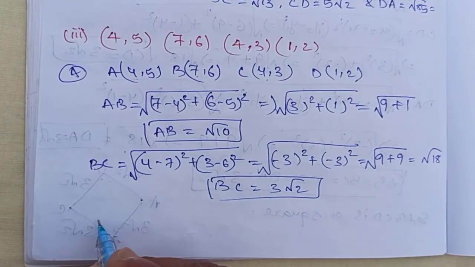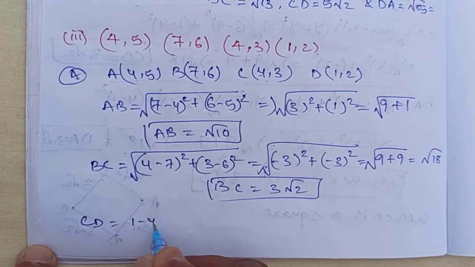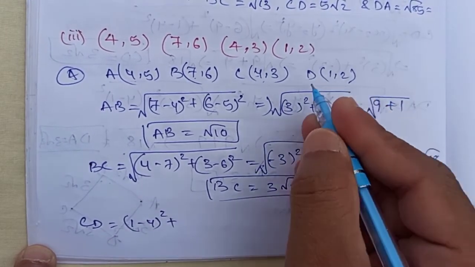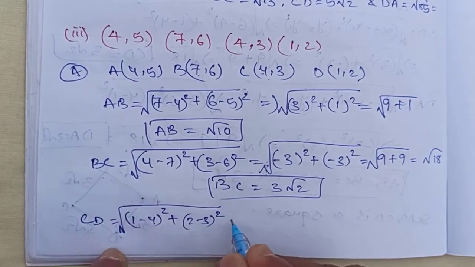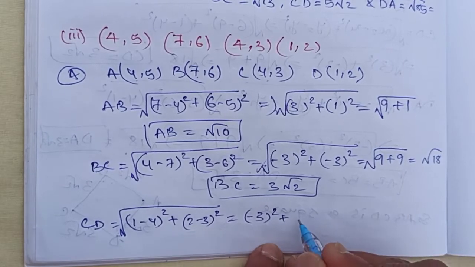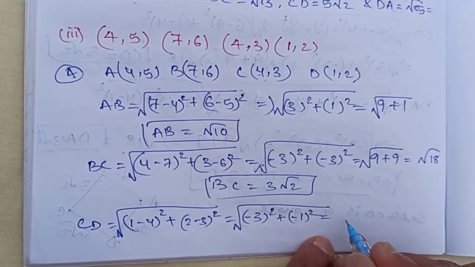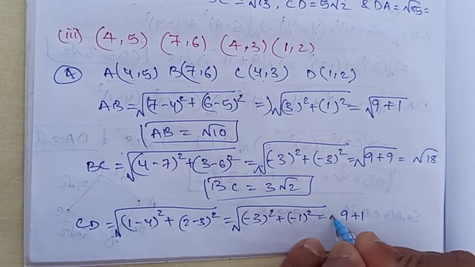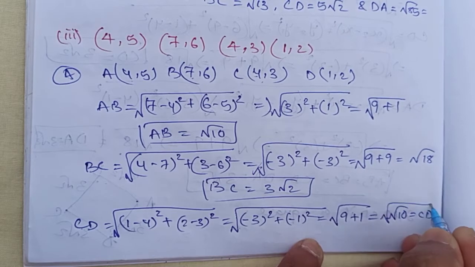Next, now the distance between CD. x2 minus x1 whole square plus y2 minus y1 whole square, root. 1 minus 4 is minus 3 square, 2 minus 3 is minus 1 square, minus 3 square is 9, 1 square is 1, 9 plus 1 is root 10. This is the value of CD.